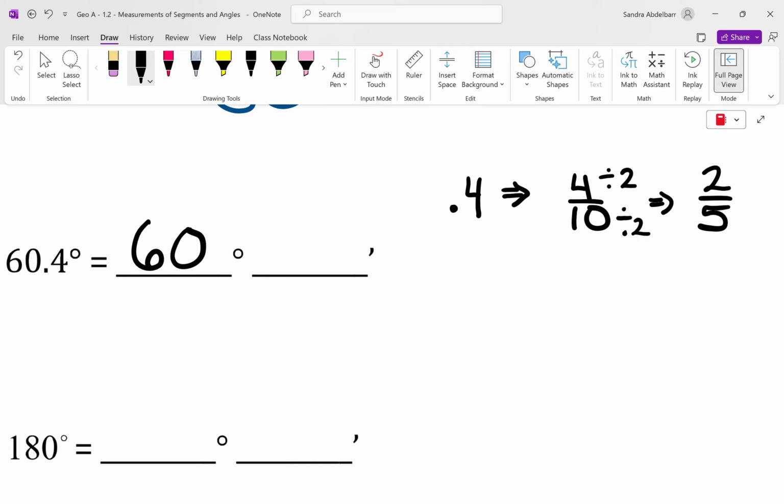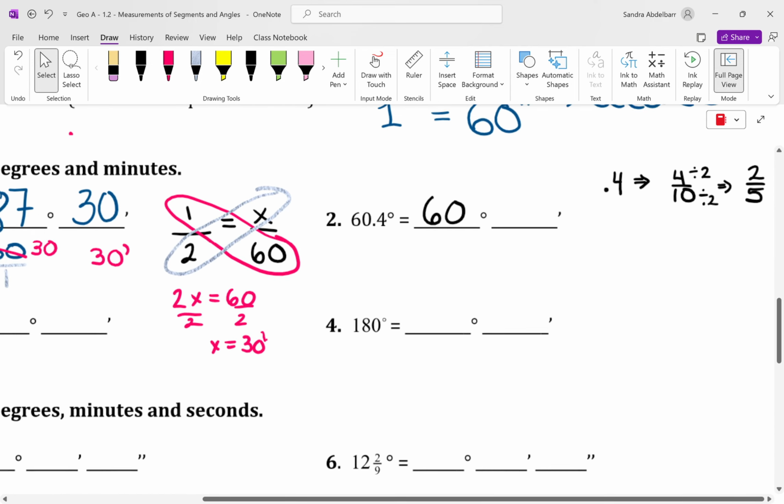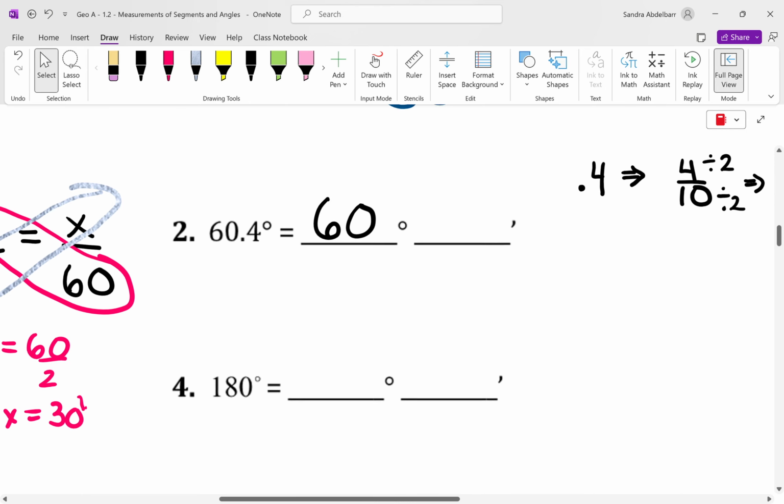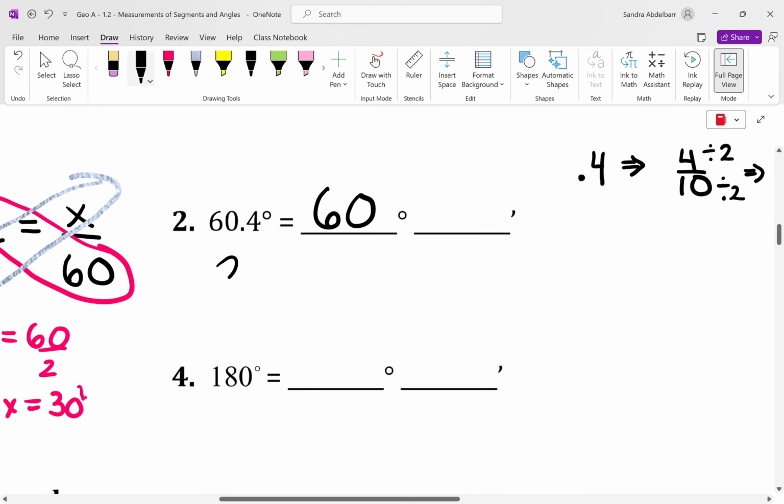All right, so now we have 2 over 5. So I'm going to say, I like the multiplication way. 2/5 of a degree, right? That's what this is saying, 2/5 of a degree.